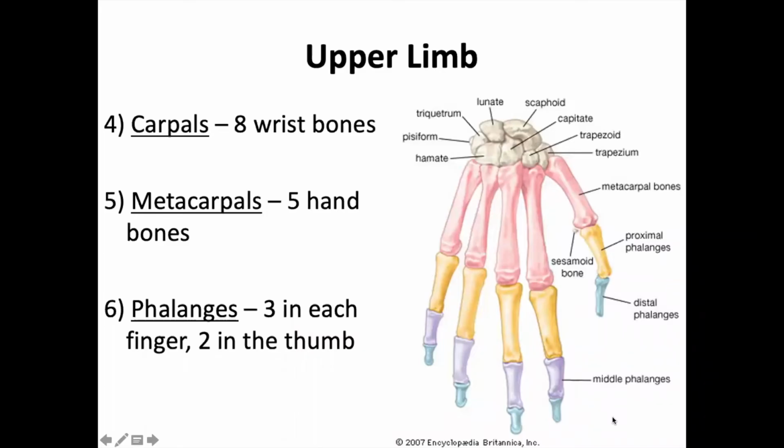Moving on down to your hand. We got the carpals, metacarpals, and phalanges. Your carpals, those are your wrist bones. And yes, you have 8 individual bones in your wrist. No, I'm not going to make you memorize that. All right, I'm already giving you way too much as it is. I understand that. So I just want you to know that the carpals are your wrist bones.